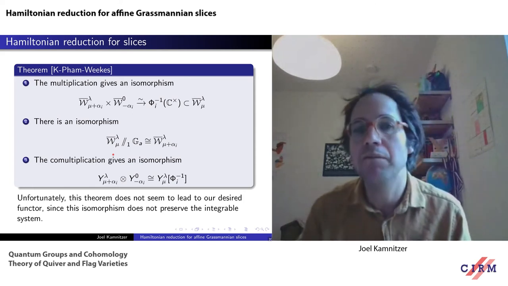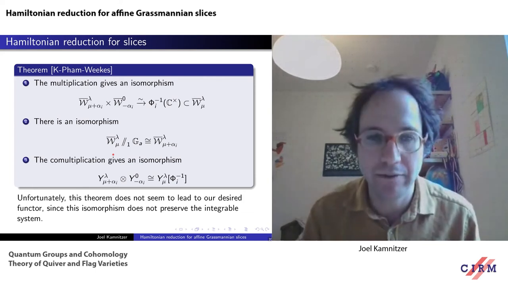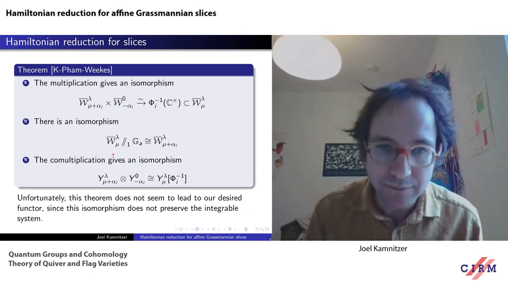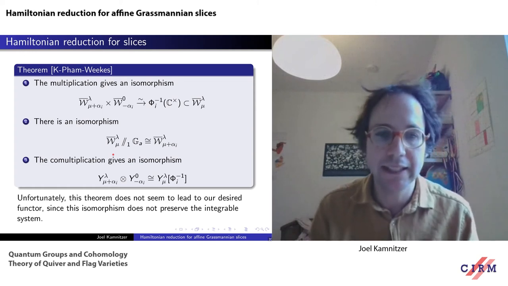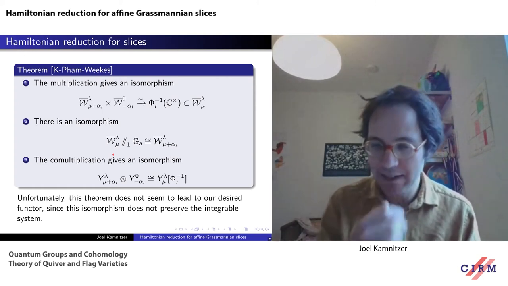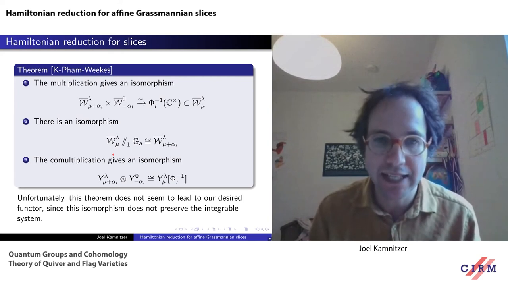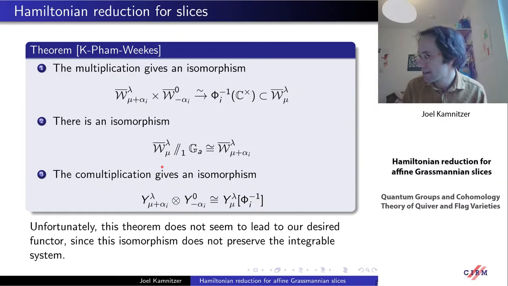Another reason why it's reasonable to look for this kind of Hamiltonian reduction by action of an additive group is that, as I mentioned, there's a relation between these affine Grassmannian slices and Slodowy slices. And there's a result of Gan and Ginzburg about obtaining Slodowy slices using Hamiltonian reduction by actions of unipotent groups. So it's natural to look for this kind of relation here between affine Grassmannian slices, where the dimension will drop by two, and we'll just need an action of GA.